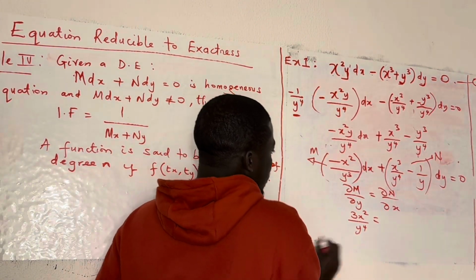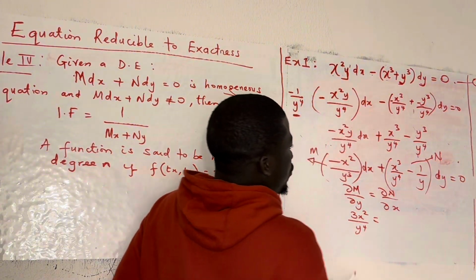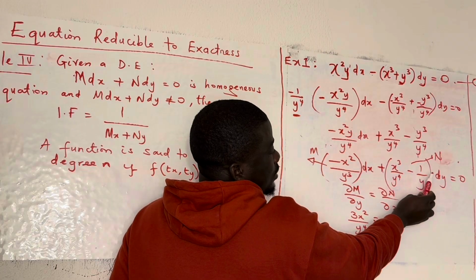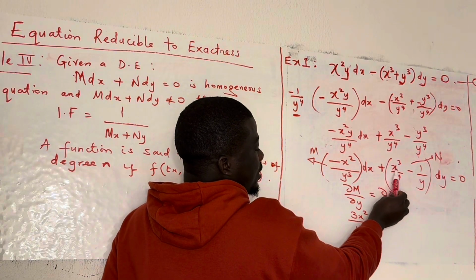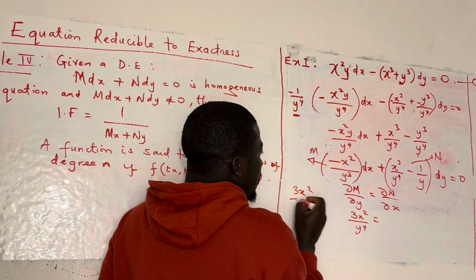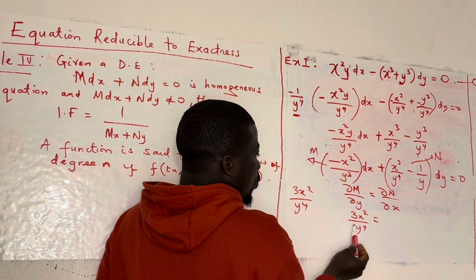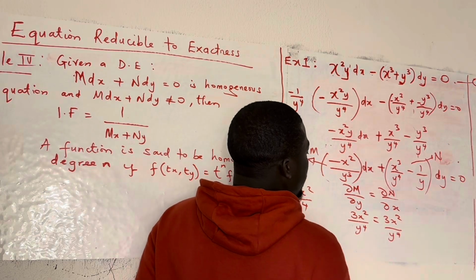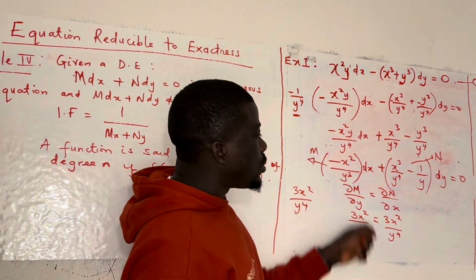Let's differentiate N with respect to x. Now there is no x here, so we are not differentiating this. So differentiating this with respect to x, we have 3x squared divided by y raised to power 4, which is the same thing as this, 3x squared divided by y raised to power 4. It shows that this differential equation is exact.